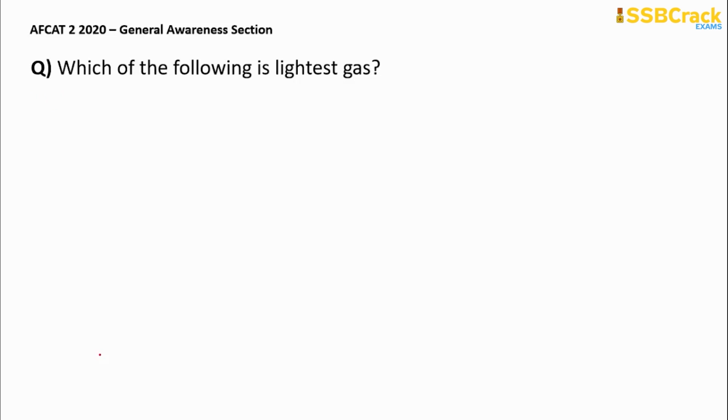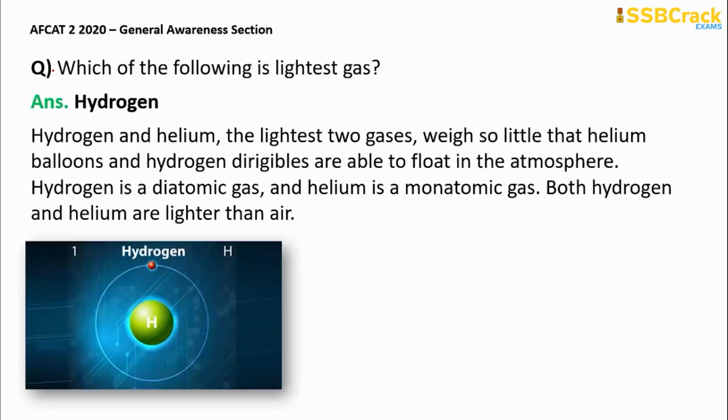Next question was, which of the following is the lightest gas? General sciences question. So the correct answer is hydrogen. Hydrogen was the option, and hydrogen is the correct answer. Although hydrogen and helium are both the 2 lightest gases. The weight is so little that they are able to float in the atmosphere, and hydrogen is a diatomic gas and helium is a monatomic gas. Both hydrogen and helium are the lighter gases.